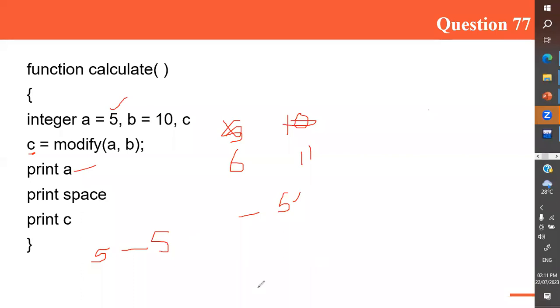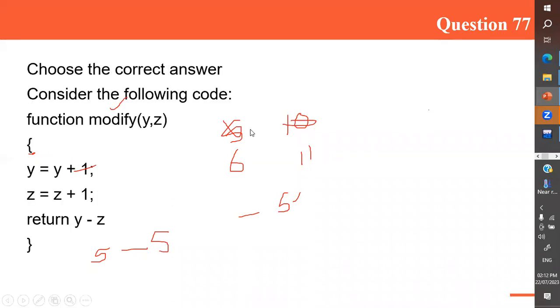Understood that, everyone? C value is not the updated value, which is the original value only. Minus 5 is the value which we returned from the function. So answer is 5 minus 5. I hope everyone understood that. If you want, I'll just show it previously. Okay, just listen from here.